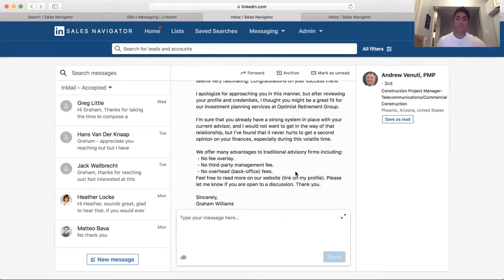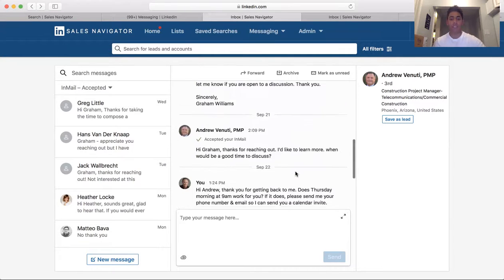So the main goal for this message was to emphasize that there's no monopoly on good ideas, that regardless of the current system they have in place, a second opinion can only benefit you. So we scroll down and we see what Andrew responded.